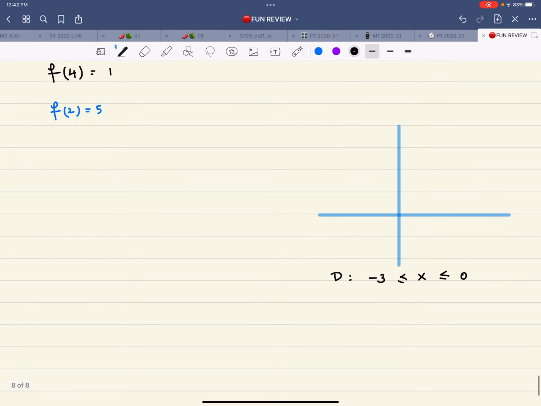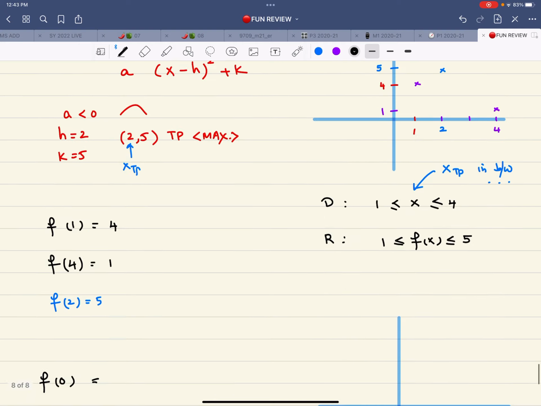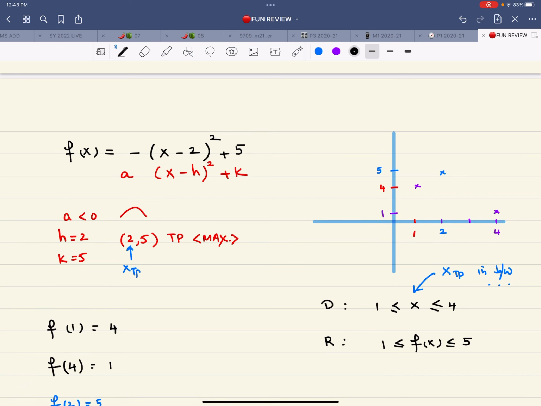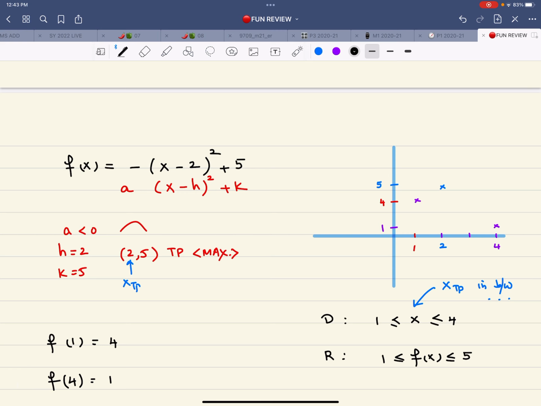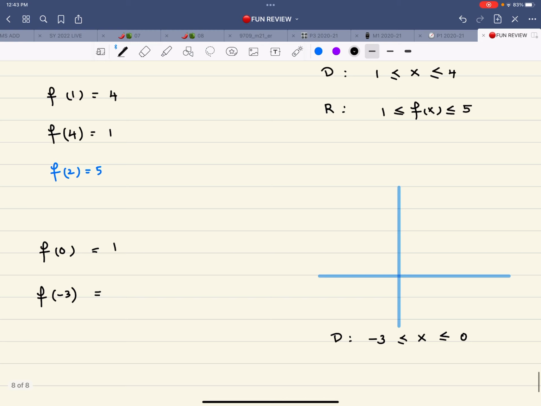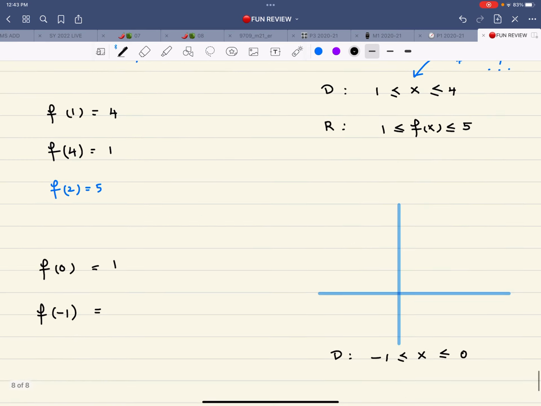Coming back over here, f of 0 and f of minus 3. So 0 if I plug in, minus 4 plus 5 is 1. Minus 3 minus 2 is minus 5. The number would be too large to draw, so let me just change the number. Instead of minus 3, let me plug in minus 1. Minus 1 minus 2 is minus 3. Minus 3 squared is plus 9. There is a minus before. Minus 9 plus 5 is minus 4.